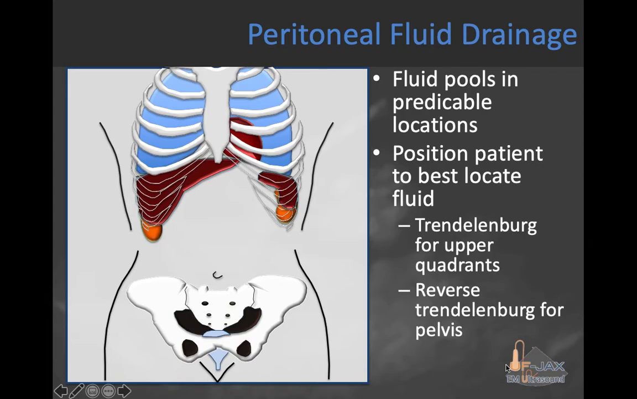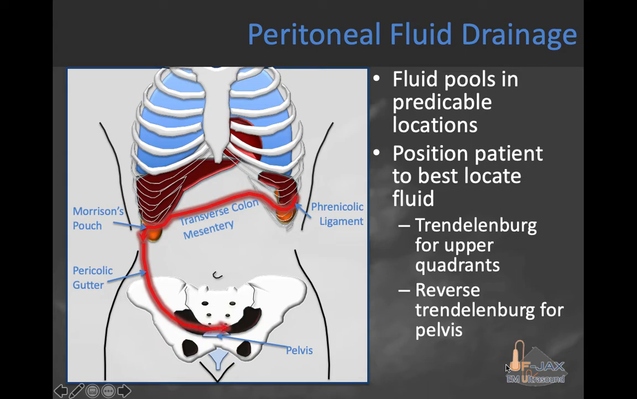The FAST exam works to identify free fluid using the basic anatomy of the abdomen and pelvis. Fluid pools in very specific areas based on the tethering of the bowel and the intra-abdominal organs. This tethering channels fluid into specific areas around the solid organs of the abdomen. The amount of fluid in an area can further be maximized by positioning the patient to take advantage of this drainage system. Trendelenburg will increase fluid in the right and left upper quadrants, whereas reverse Trendelenburg increases fluid draining into the pelvis.